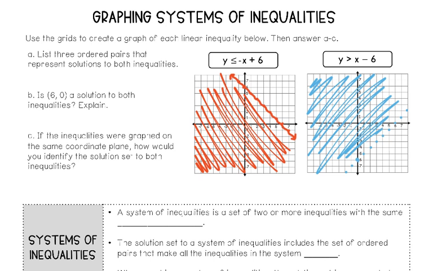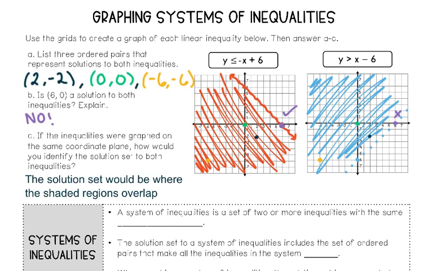Now that we have the graphs of the two separate linear inequalities, let's take a second and answer these three questions. Okay, so for A, you could have listed any ordered pairs that represent solutions that are in the shaded region for both of these graphs. So 6, 0 is only a solution to the first one because it's on the boundary line and it's included because there's an equal sign.